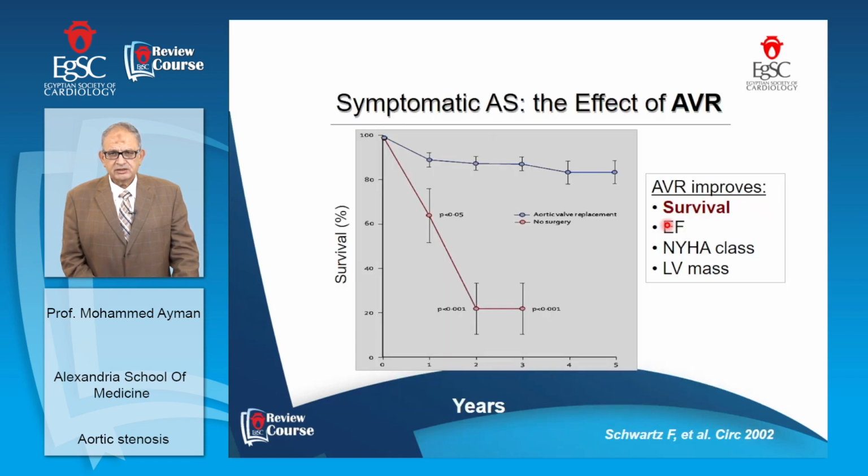Aortic valve replacement, whenever symptoms start, has a positive effect on the outcome of those symptomatic patients with severe aortic stenosis. Aortic valve replacement improves the survival, improves the ejection fraction and the NYHA class, and it regresses the left ventricular mass.